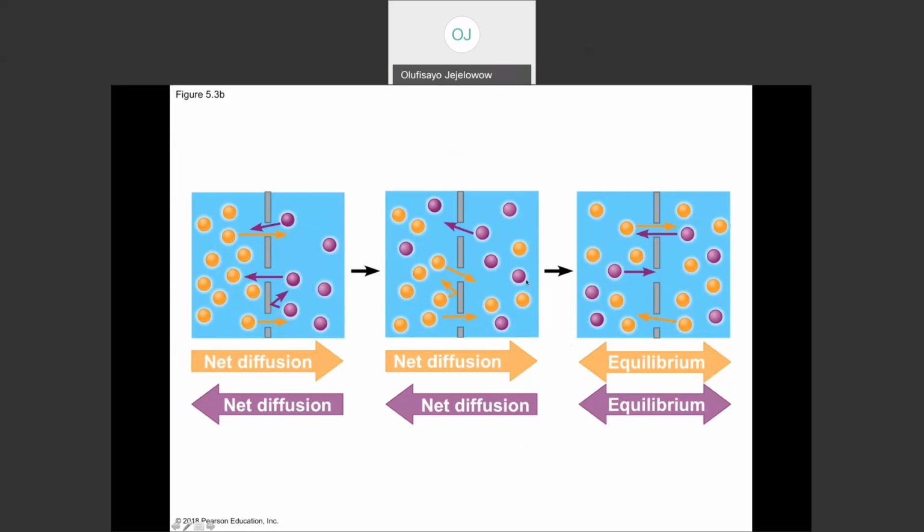Midway in between, there was net diffusion of the purple from right to left, net diffusion of the orange from left to right. At equilibrium, the particles continue to randomly move, but there will be no net gain on either side. This would always be 3 particles and 3 particles, and this will always be 6 and 6 on these sides.